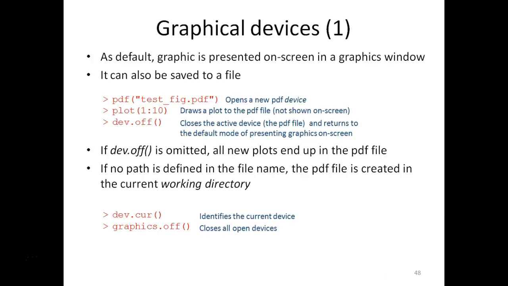If you're interested in what devices are open currently, you can type dev.cur for current device. The graphics.off command does the same thing as the dev.off command, but it closes all open devices if you would happen to have opened several devices at once.